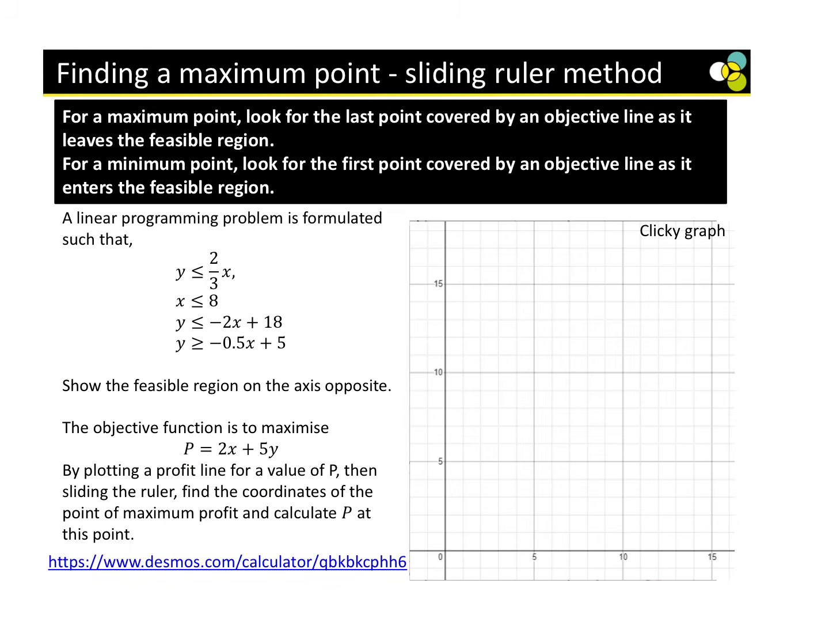So for finding a maximum point, the maximum we're looking for the last point. The minimum we're looking for the first point. Yeah? Okay? So, here is a formulation. Step 1, solve it. Step 2, plot it. Step 3, shade it. Step 4, get your ruler method. Off we go. Okay, so pause it now and then I'll show you the answer.